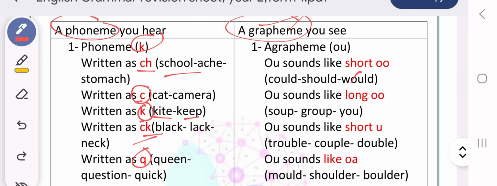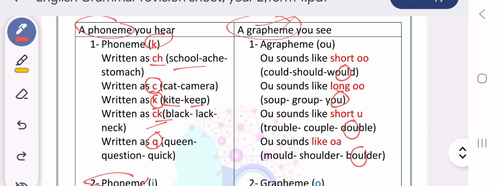I can see OU. Now I can see OU. But wait a minute, let's read. Could, should, would. It's a short O. Soap, group, you. It's a long O. Trouble: O is silent and U is ah. Couple, double. It's like a short U. What is this? Grapheme means the same letters, but the sound is different.